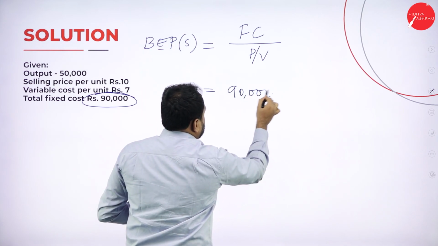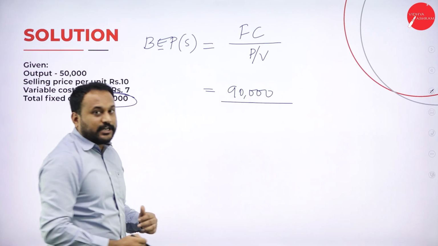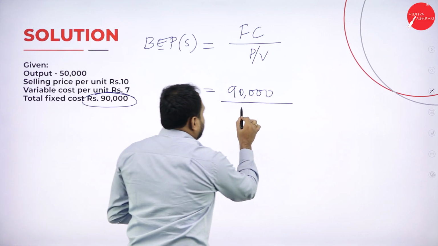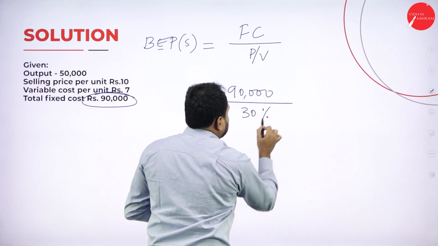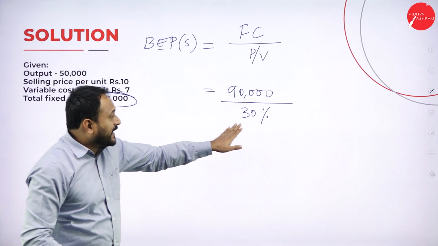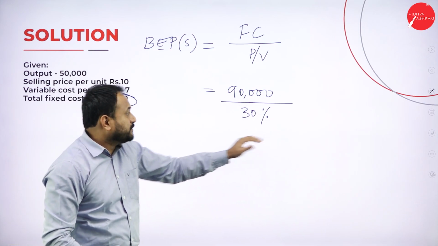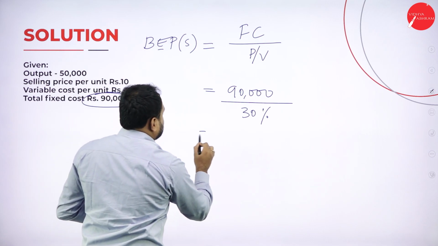90,000. How much is it? 90,000 divided by what is our PV? We have calculated PV is 30%. PV is 30%. Don't write only 30. It is 30%.